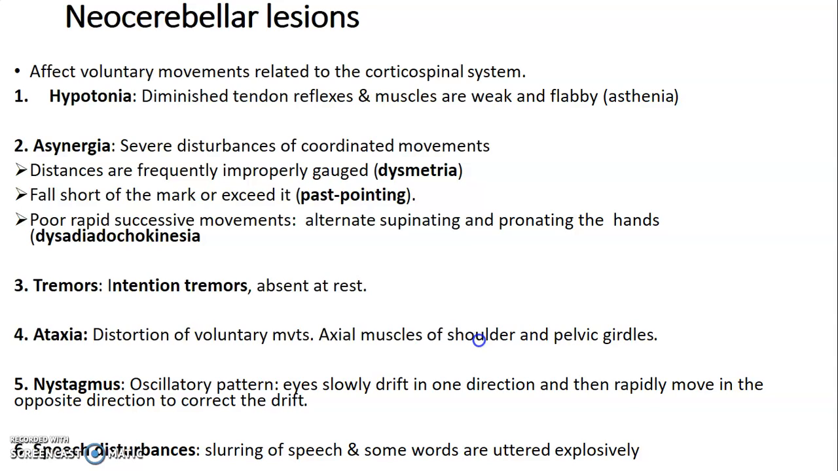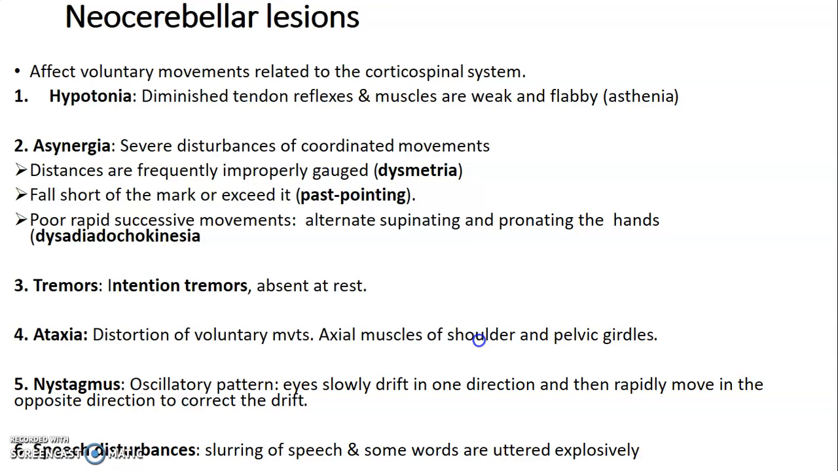Lesions of the cerebellum also present with intention tremors. Okay, when you ask somebody, please pass me that cup of tea, the moment they get the cup and start passing it to you, you see tremors in their hands. Those are intention tremors, and they're different from basal ganglia tremors, where somebody is just seated and they have tremors at rest.